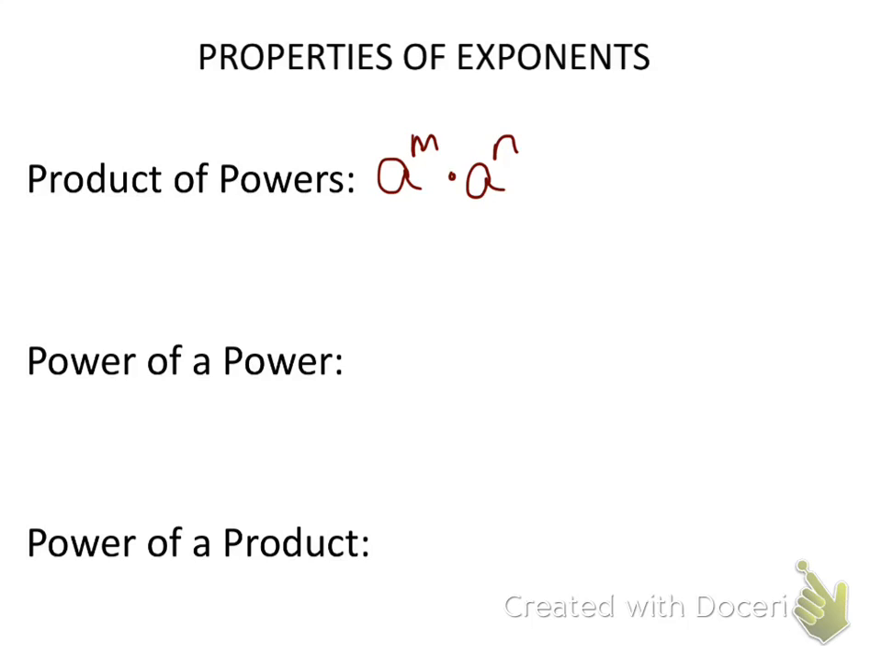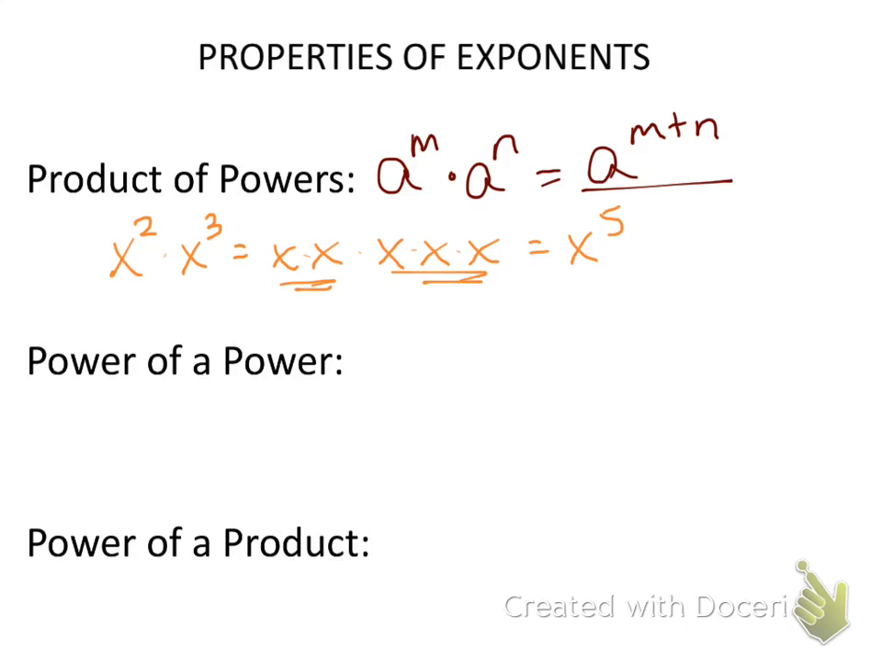So the first one, if I have a to the m times a to the n, well, let's think about what if m and n were numbers. We just did this on the previous slide. It's x times x times x times x times x, which I could condense as x to the fifth. So what did I do to those original exponents? I added them together.